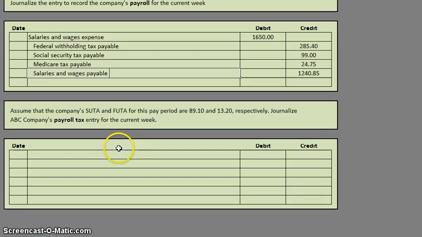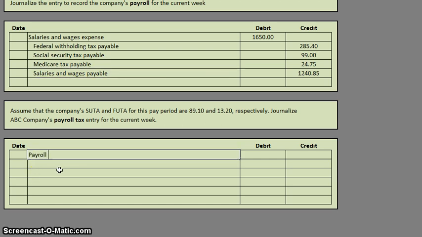So in this case, we are going to have to record that the employer is going to have to pay FUTA, SUTA, Social Security, and Medicare. So I'm going to go ahead and record this expense right away, the payroll tax expense. I know it's going to be a debit because those expenses are going up. But I'm not going to put a number in there yet because I first want to go ahead and put in my credits for all of those taxes that are payable.